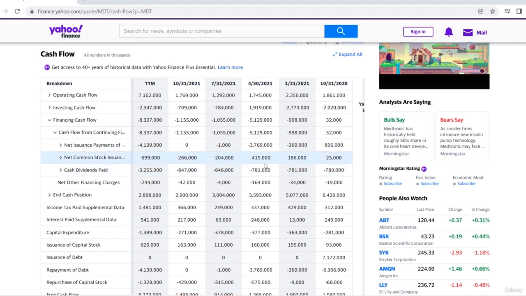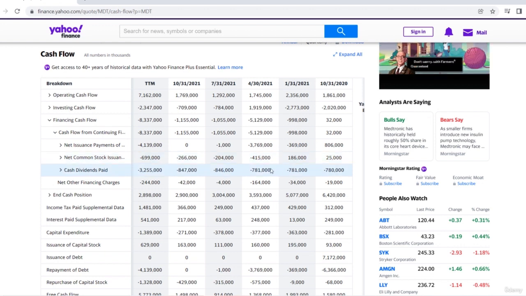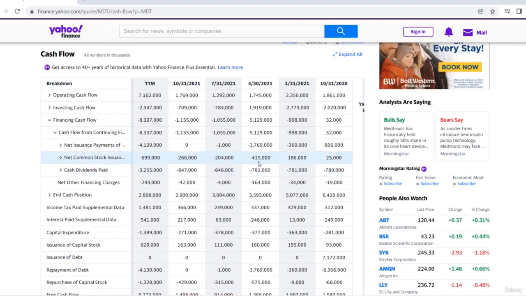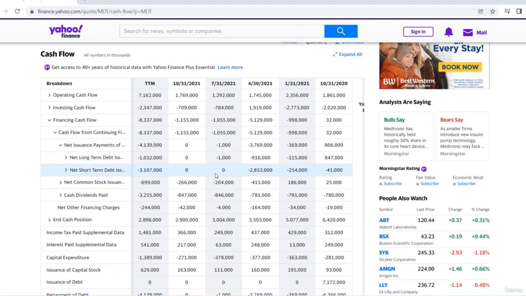Buying back some stock, so that's taking cash out because they're buying net common stock positions. That's a good sign that they're buying back some stock. They issued some stock too, but it balances out over the last 12 months to be kind of a good thing that they're doing stock buybacks. Well, what's this negative 3769? Let's look a little closer at that.